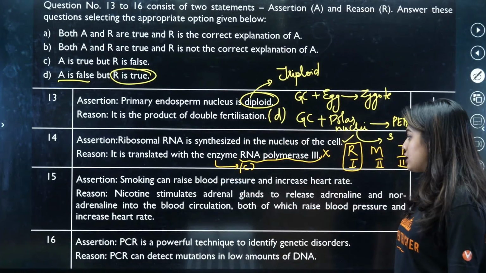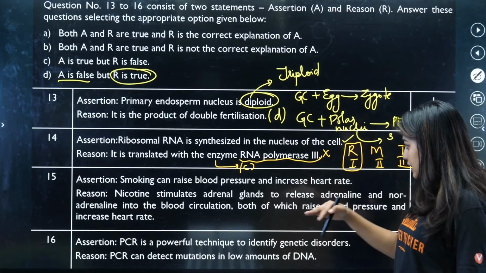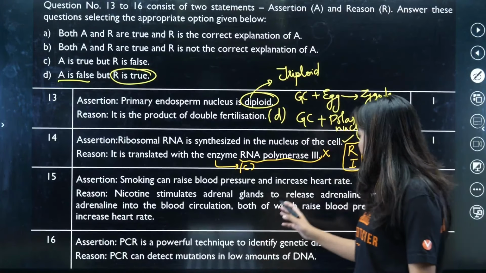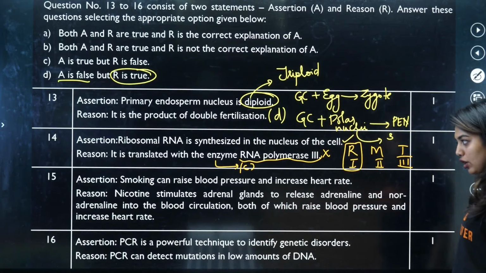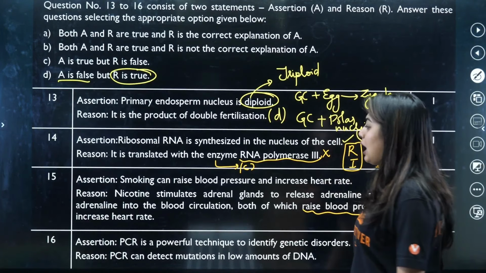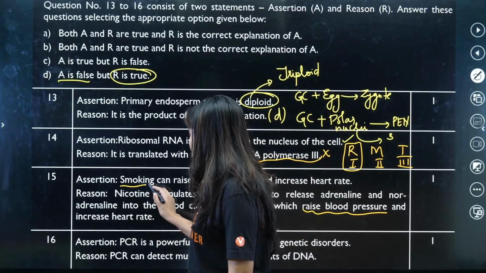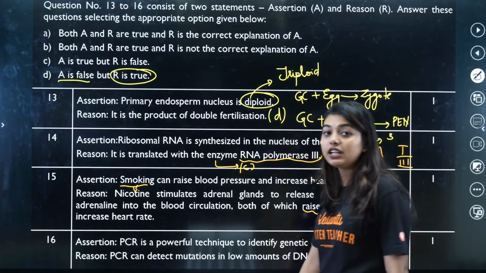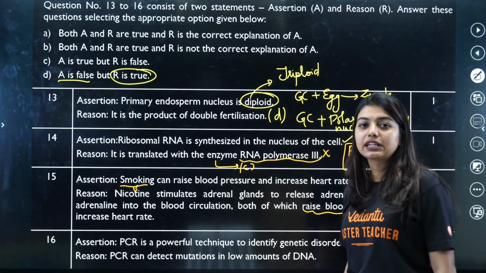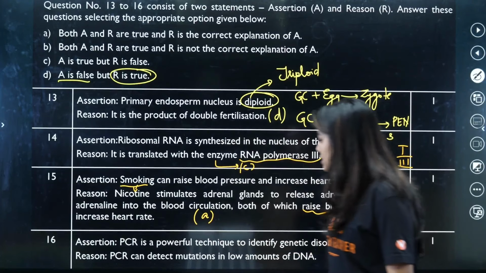Now, smoking can raise blood pressure and increase heart rate. Reason: nicotine stimulates adrenal glands to release adrenaline and noradrenaline into the blood circulation, both of which raise blood pressure and increase heart rate. Both are correct because, students, in smoking, the main villain is nicotine. Nicotine will increase blood circulation. So, the answer is option A. Both assertion and reason are right.